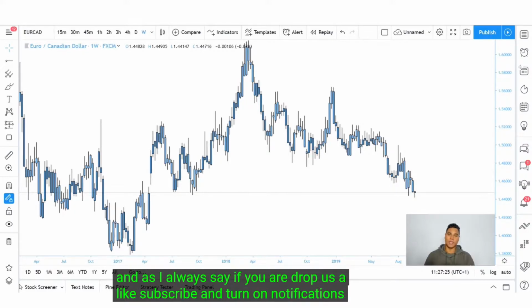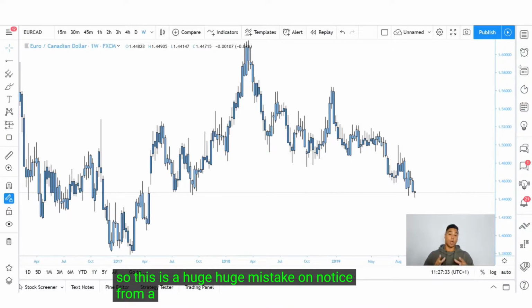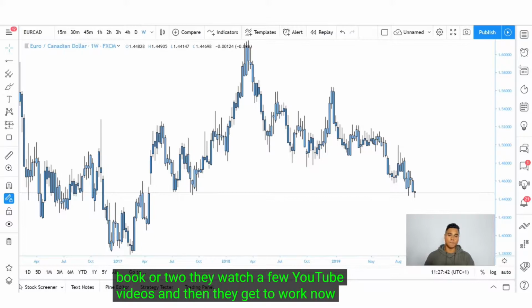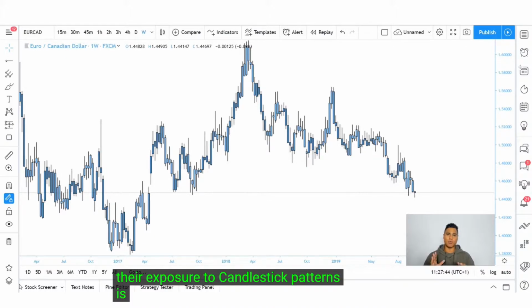So this is a huge mistake I noticed from a lot of price action traders. They come into Forex, read a book or two, watch a few YouTube videos, and then they get to work. Their exposure to candlestick patterns is probably so overexposed that they end up believing that's all they need to become a profitable trader.